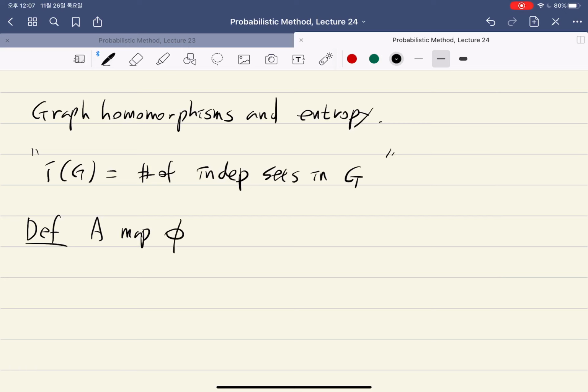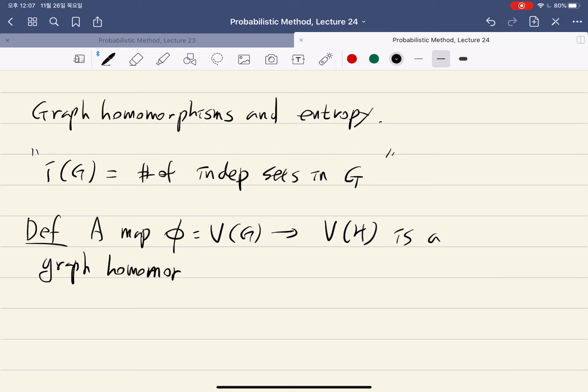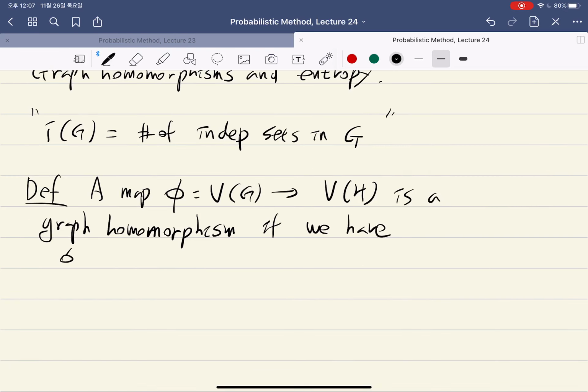And let's say a map pi from the vertices of G to the vertices of H is a graph homomorphism if all the edges are mapped to edges.